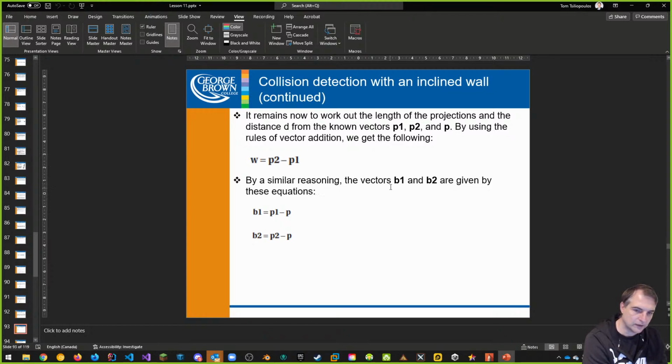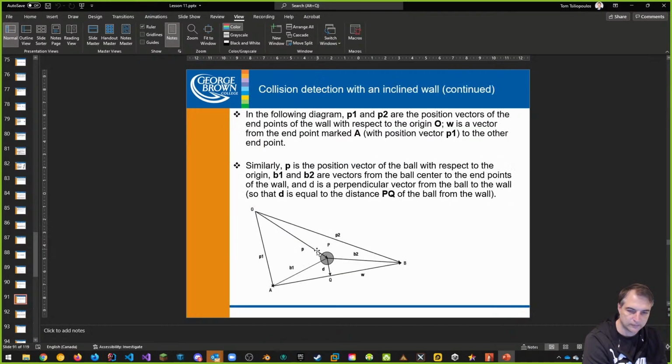By similar reasoning, the vectors b1 and b2 are given by these equations. b1 is equal to p1 minus p, and b2 is equal to p2 minus p. b1 is p1 minus p.